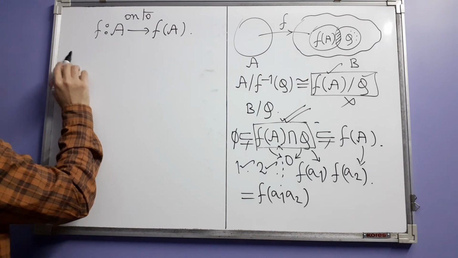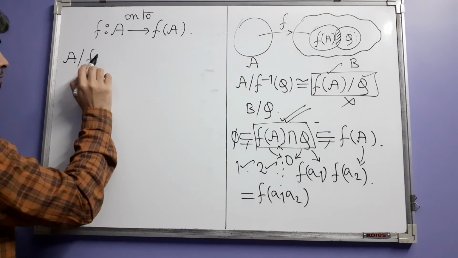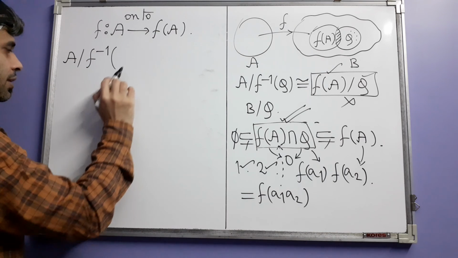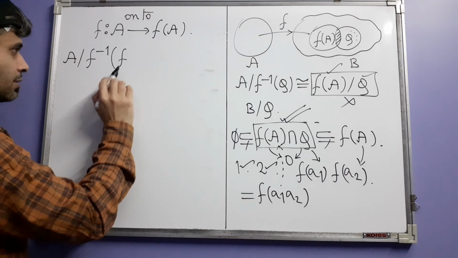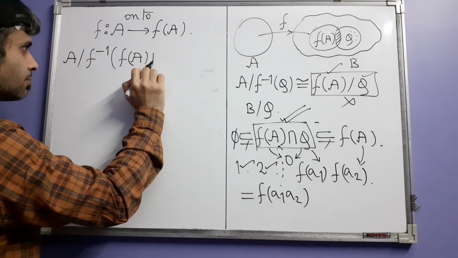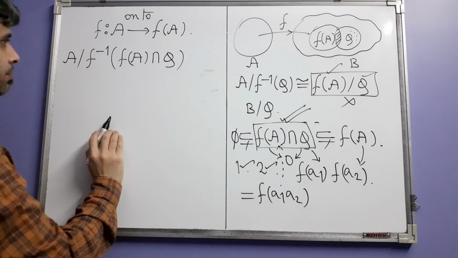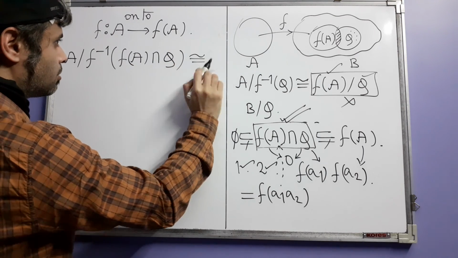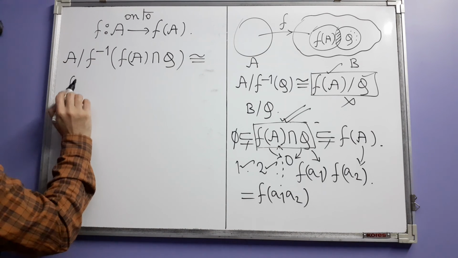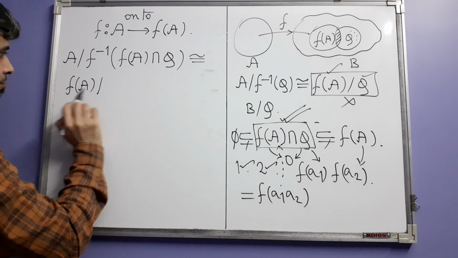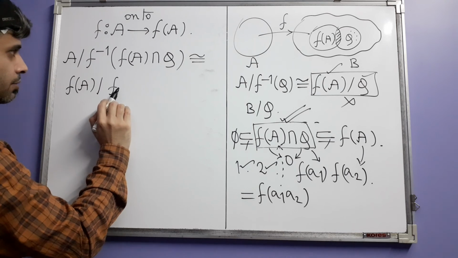So by the correspondence theorem, A modulo the f inverse, the inverse image of this, will be isomorphic to f of A modulo this.